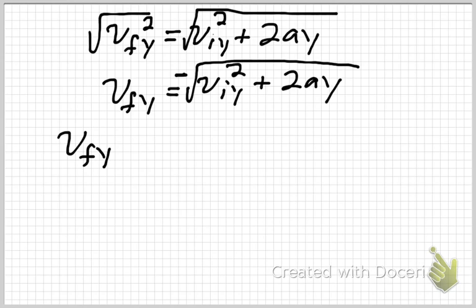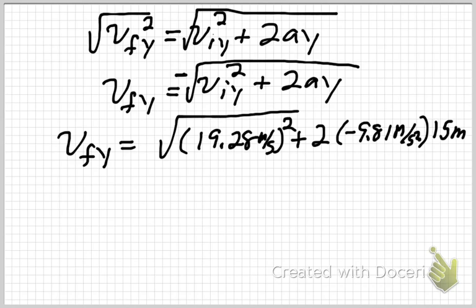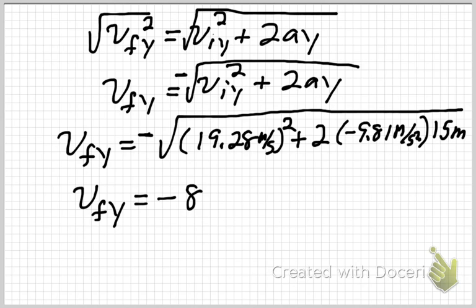So velocity final in the y equals the square root of 19.28 meters per second, all that squared, plus 2 times negative 9.81 meters per second squared times a positive 15 meters. Take the square root of all of that. Make sure we take the negative root. So our velocity final in the y direction will be negative 8.8 meters per second.